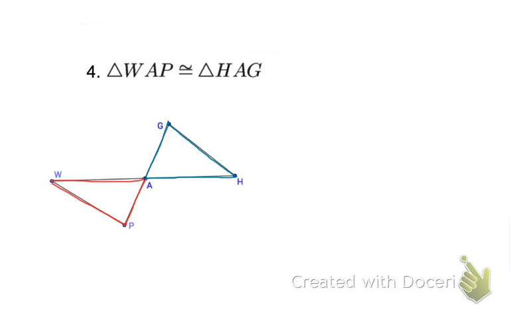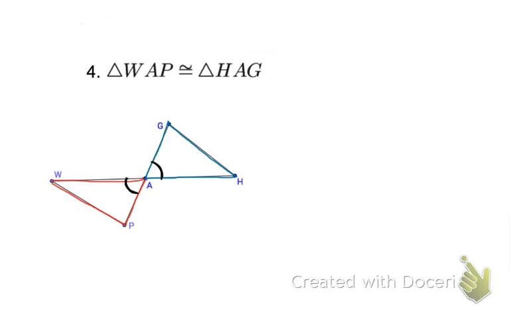Here we have triangle WAP, which is highlighted in red, and that triangle is congruent to triangle HAG, which is highlighted in blue. Try and find right now the vertical angles that are shared by both the red triangle and the blue triangle. And they're right here. They're both shared by vertex A. And since they're vertical angles, they're congruent.